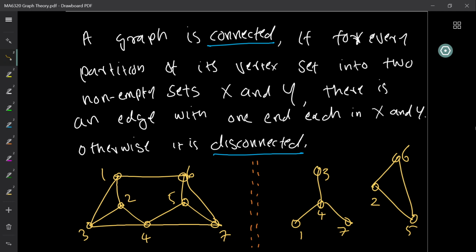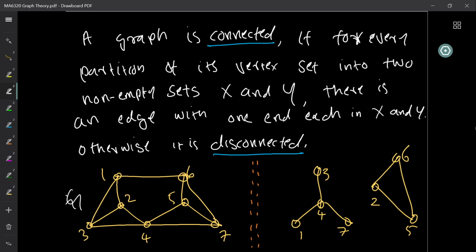So there are two graphs given here. The first graph, which is on the left side, let's say G. I claim the graph is connected, which means that no matter how you partition, you would not find two sets where there is no edge between those two. You cannot partition the vertex set in such a way. So this is something you can try: try different subsets and see whether you can do it.